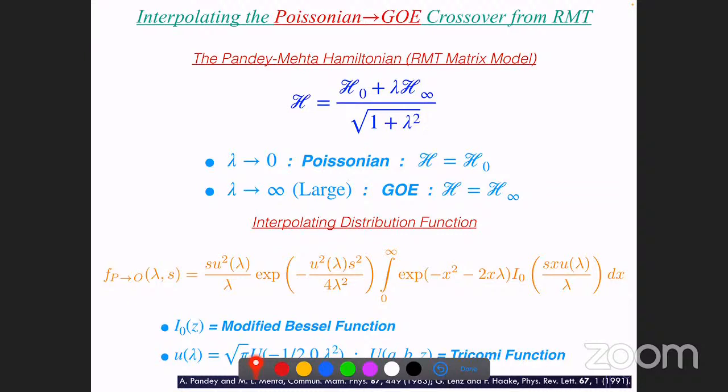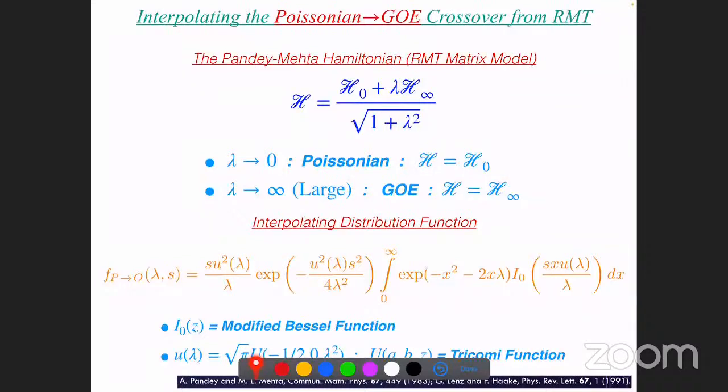So to do that, we resort to the Pandey-Mehta Hamiltonian. They had shown long back that if you take a Hamiltonian of this kind, where you have a partial symmetry breaking parameter lambda, and the endpoints H0 is, for example, Poissonian, and H infinity is the GOE. If you take lambda tending to 0, this will lead to H0, and lambda tending to infinity or large will give you H infinity. So you can continuously tune lambda to achieve this crossover within RMT.